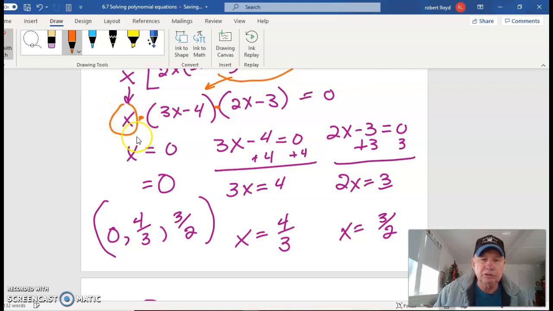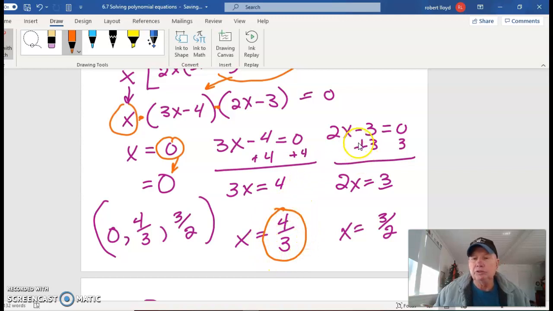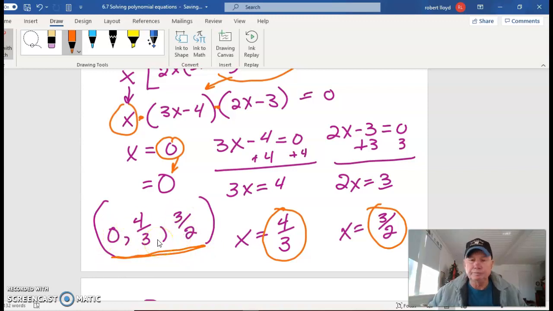So this x is a factor, we set that equal to 0. And there's one of our answers. We set the second factor equal to 0 and solve it, and we get 4/3. We set the third one equal to 0 and solve it, and we get 3/2. So we're going to have three answers: 0, 4/3, and 3/2.